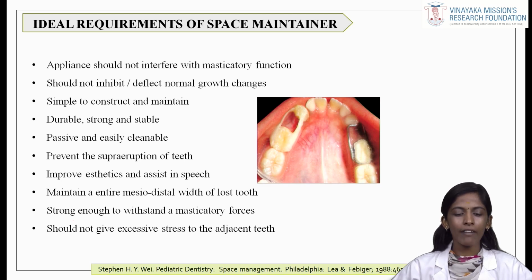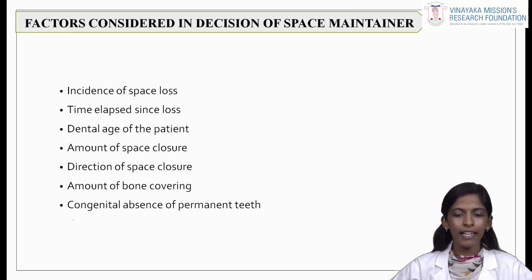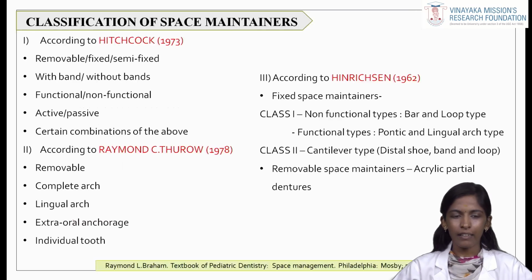It should be strong enough to withstand masticatory force, and it should not give excessive stress to the adjacent teeth. Then factors considered in the decision of a space maintainer include incidence of space loss, time elapsed since loss, dental age of the patient, amount of space closure, direction of space closure, amount of bone covering and congenital absence of the permanent teeth. Next, moving on to classification of space maintainers.